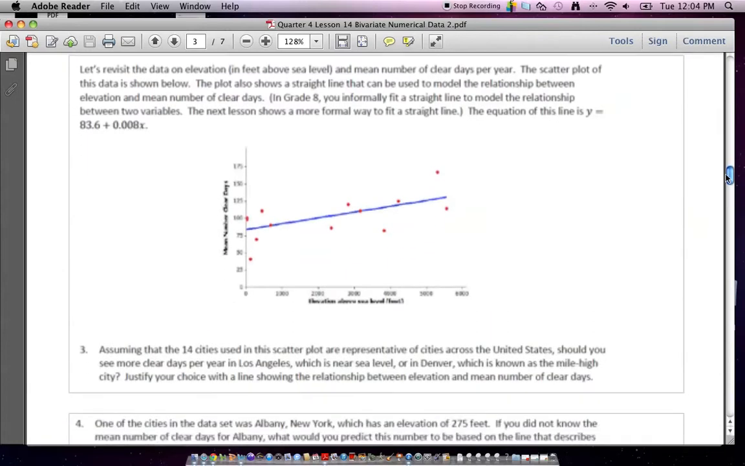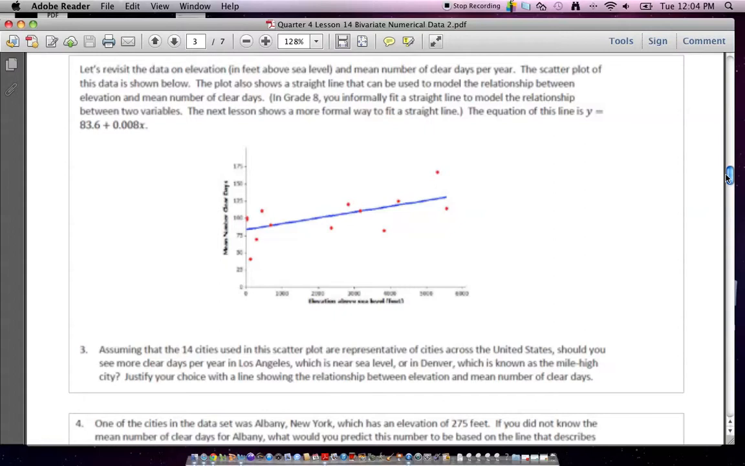All right, let's go to here. Let's revisit the data on elevation and the mean number of clear days per year. This is what we were working on yesterday. The scatter plot shown has a straight line that can be used to model the relationship between the 2 numbers. In grade 8, you informally fit a straight line. It says the equation of this line is 83.6 plus 0.008x. Now they're telling you the equation of a line. A little later, we will do a thing called a linear regression, and we will show you how to generate that line. For now, they're telling you the line, okay?